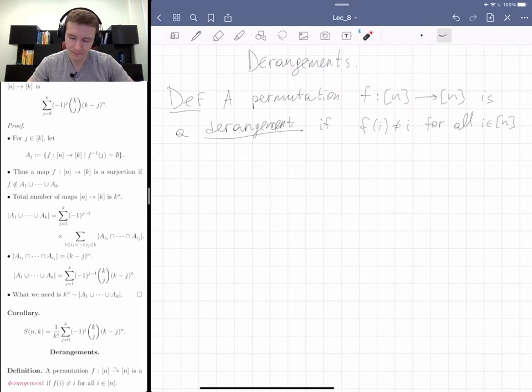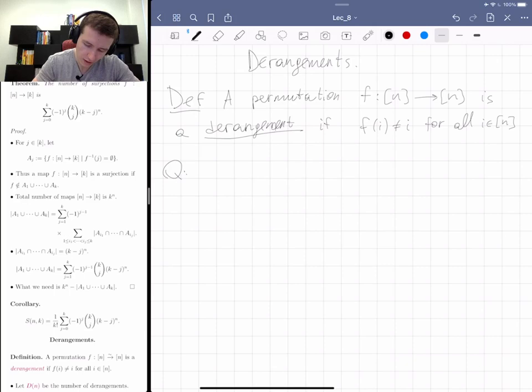And so the question is, how many derangements are there? Let's say d of n is the number of derangements, and the question is, how do you find this number?